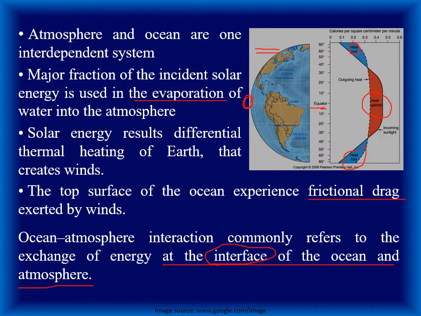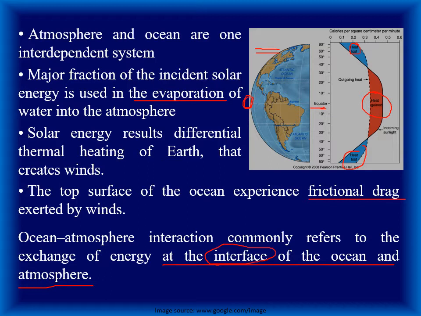Now, the transfer of energy largely depends on the size of the water body as well as the time, that is how long the interaction will occur, and lastly the energy condition of the moving wind.